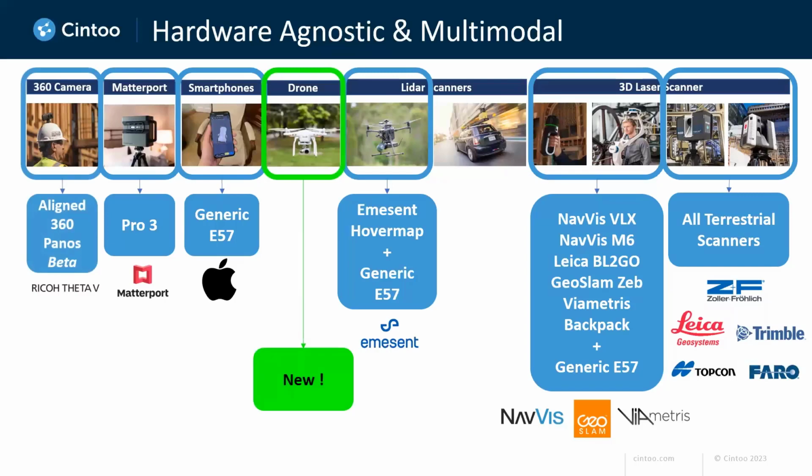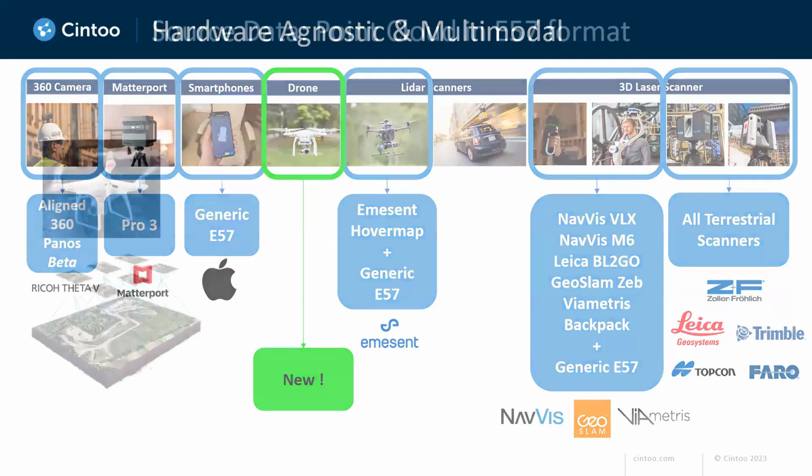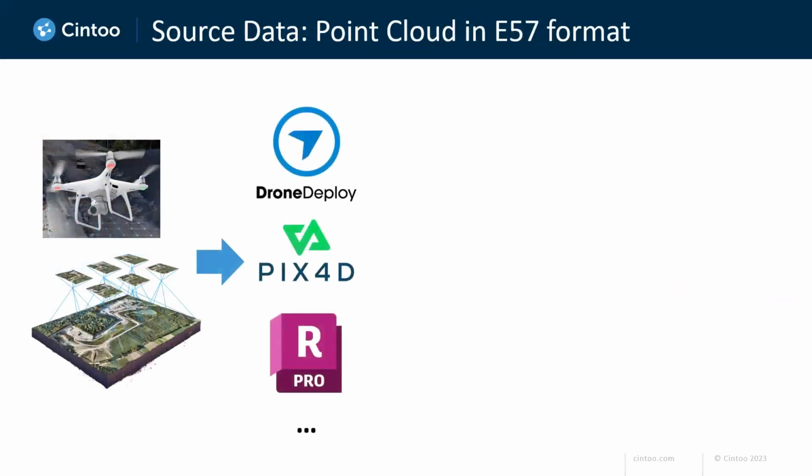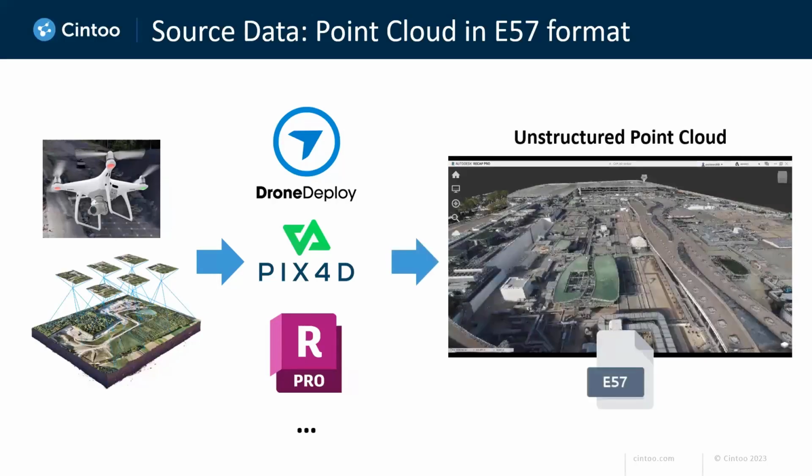And now let's talk about drone data. The way it works to upload drone data is the following. Again, we don't do the stitching. The stitching of your photos will be done using your traditional stitching platform like Drone Deploy, Pix4D, or Recap Pro. From those platforms, you'll get various data, including a point cloud. This is the one we will be using for Cintoo. Today we upload a point cloud in E57 format.